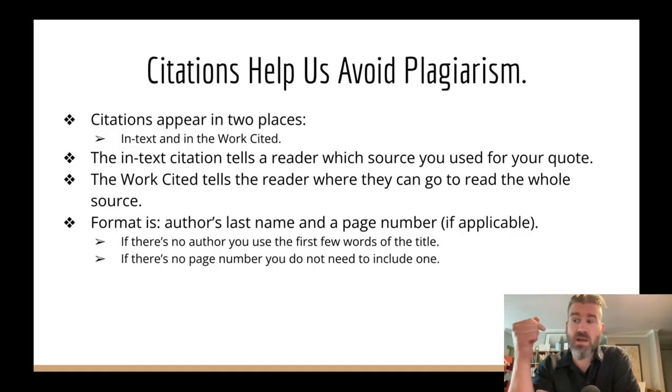There are definitely times where I'm reading student papers and I'm interested by something, and I will go and look at the original source, often out of curiosity. There are a couple other reasons that I might go check that link, and I'll cover that in a later video. So the format for an in-text citation is the author's last name and the page number if we have one. If there's no author, you use just the first few words of the title. And if there's no page number, you do not need to include one. And I will cover this in more detail in this video and probably in the next as well.